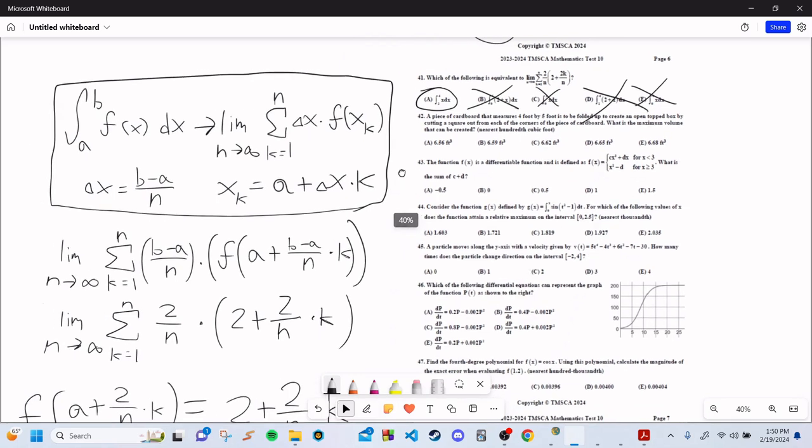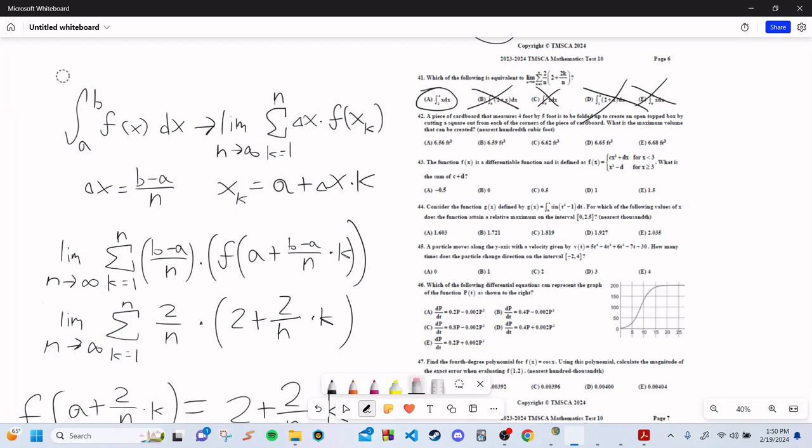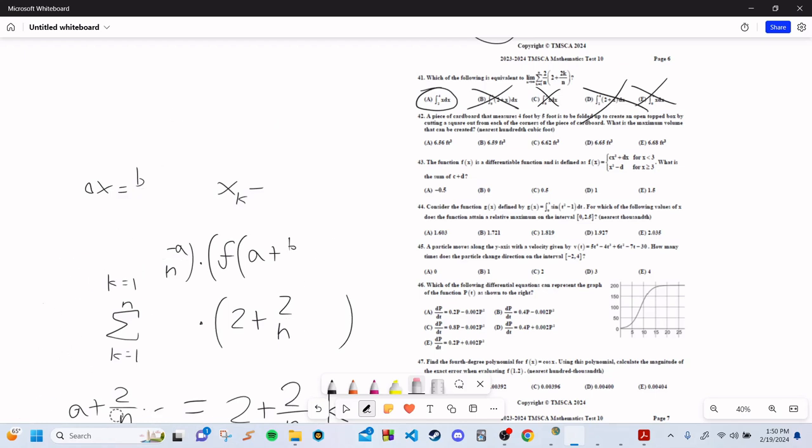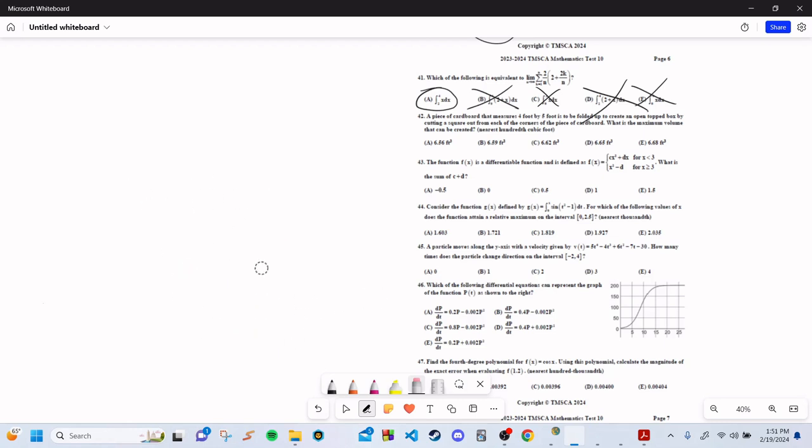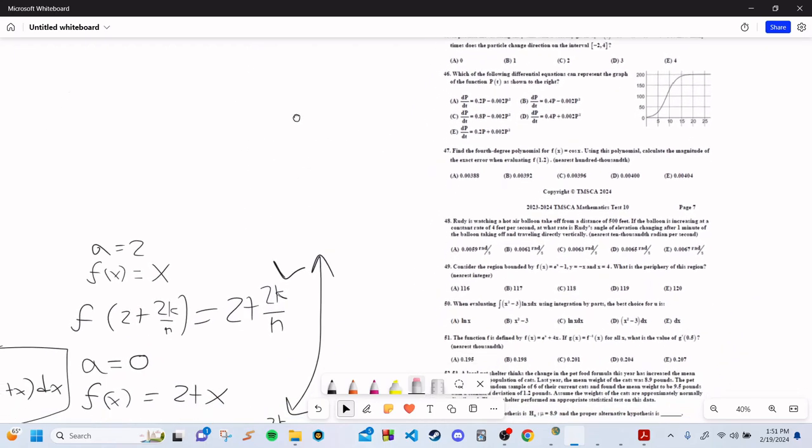So the major takeaway for this question is know how to write your integral as a limit expression. Sounds kind of a long problem, but it's a good one. It's a good calculus problem. So, moving on to question 42.